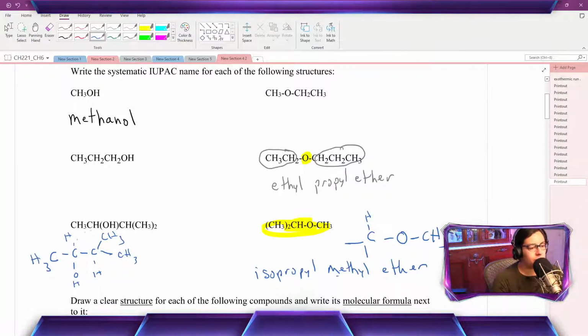Let's try to identify our longest chain. We have 1, 2, 3, 4. That would give highest priority to the OH group, so let's number it 1, 2, 3, 4. It wouldn't matter; this was 4, this was 4. And so this is butane, butanol. So 3-methyl-2-butanol.